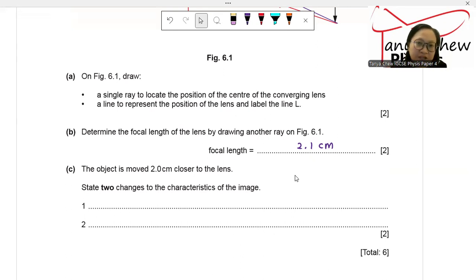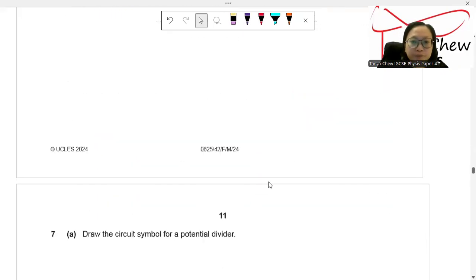So the characteristics of the image formed by the magnifying glass are, first one, you might want to say upright. You might want to say virtual, and you might also want to say enlarged, right? We can accept either one of these two.